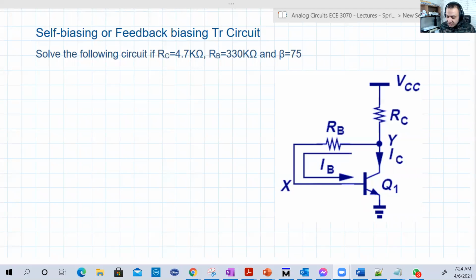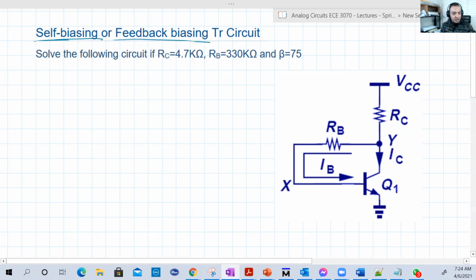So in this lecture, we're gonna continue discussion about the transistor biasing circuits. We see many of them, okay? The last one we saw was the voltage divider biasing circuit. And here is another one. It's called self-biasing or feedback biasing, okay? You can see many names for it.